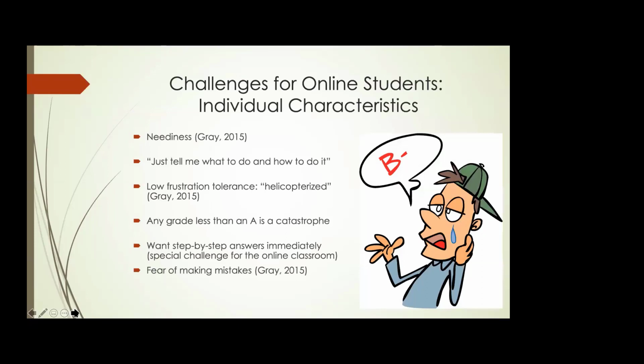So let's get into the second bullet point, some of the challenges. I'll start with challenges with regard to student mindsets, student habits. Gray talks about neediness, noticing in 2015 a heightened neediness of students. And I think the second bullet point gets at it. I've certainly seen this in my classes. I don't know if you've seen this in yours. Just tell me what to do and how to do it. Tell me exactly, step by step by step, like the second to last bullet point.